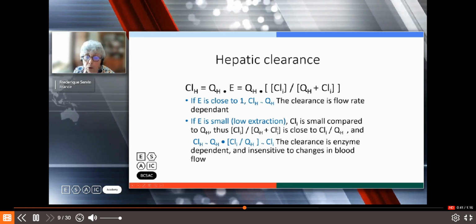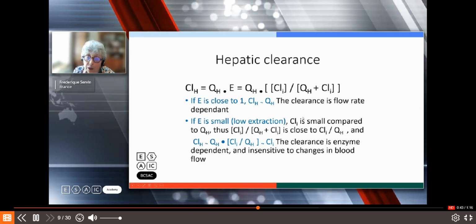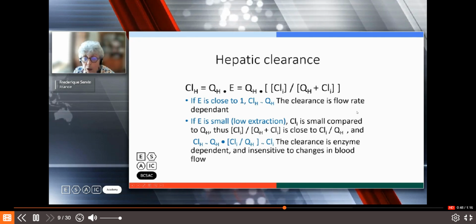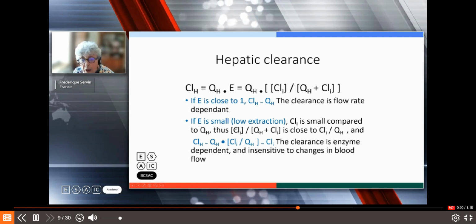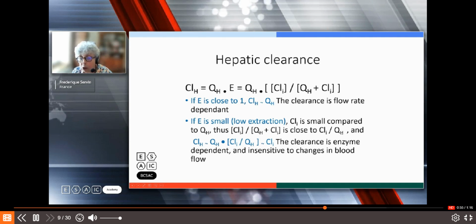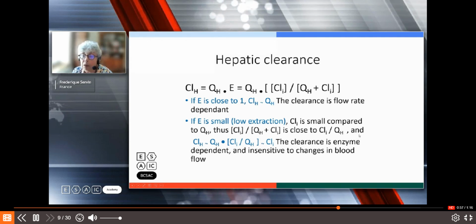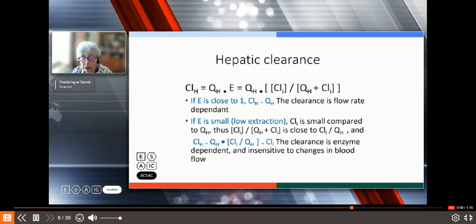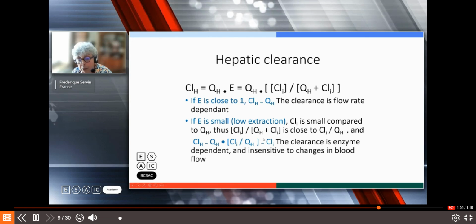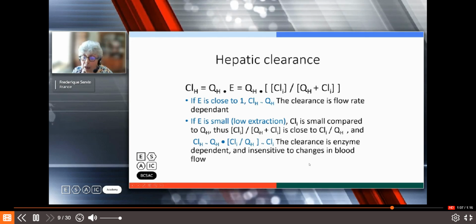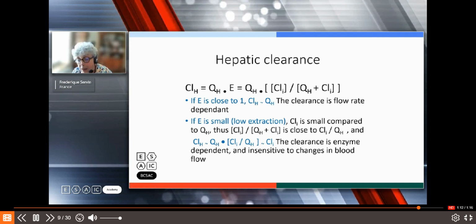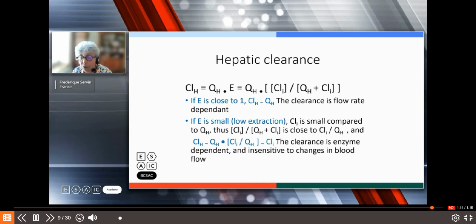If E is small, that's low extraction, the intrinsic clearance is small when compared to the hepatic blood flow, and the equation of the extraction coefficient will be close to the ratio between intrinsic clearance and hepatic blood flow. So, in this situation, the hepatic clearance approximates the intrinsic clearance, and it is enzyme dependent, but insensitive to changes in blood flow.